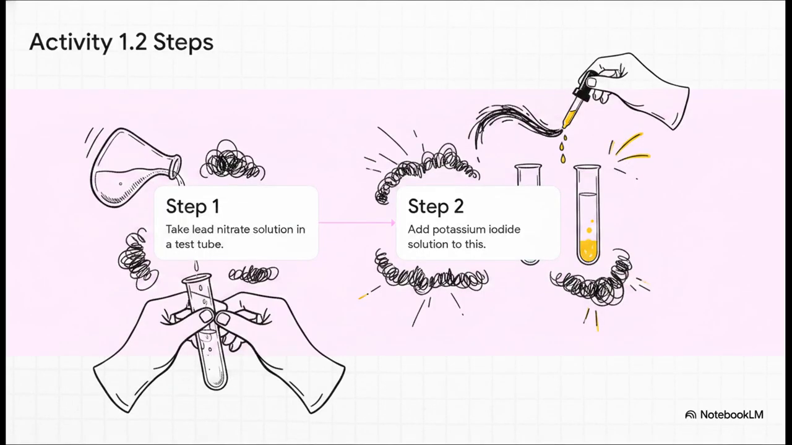Let's see how this builds. Step 1, take the lead nitrate solution. Step 2, add potassium iodide solution to this. Really notice that active verb, add. The text is literally commanding you to break the isolation of that first ingredient. It's an instruction of pure action. It's taking us all the way from a passive, quiet setup straight into active, hands-on experimentation.